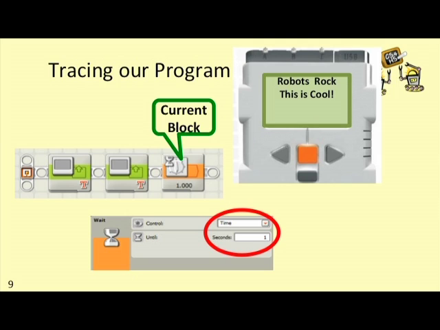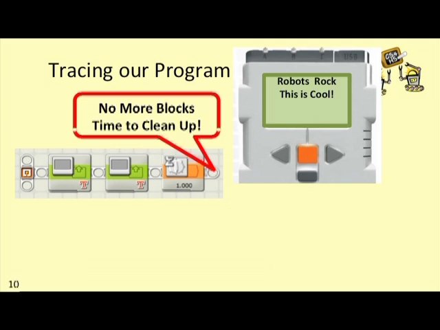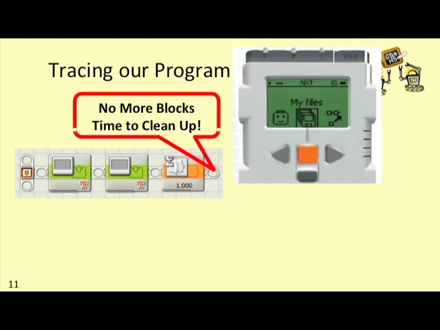The third block is a wait time block. So the NXT counted 1 Mississippi, and then it was finished with that block, so it moved on. When the NXT recognized that there were no more blocks, it knew it was time to clean up, and so it reset the NXT screen back to normal.